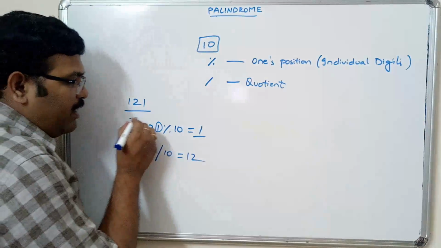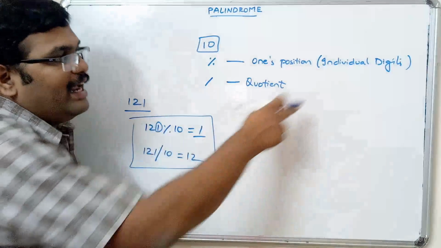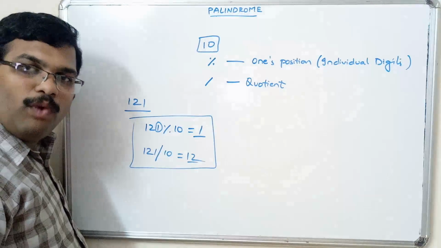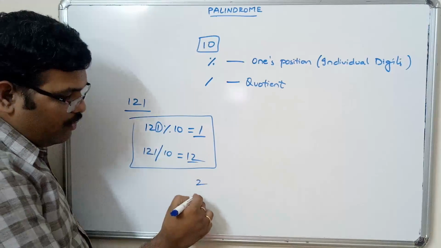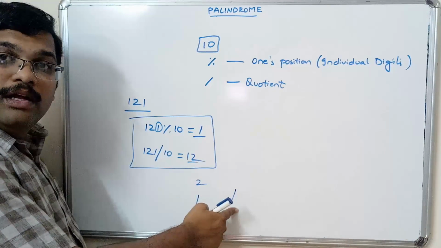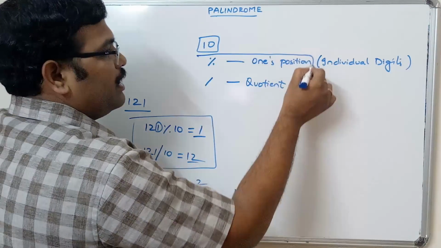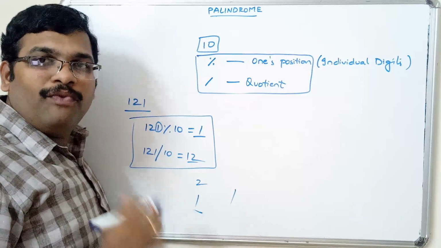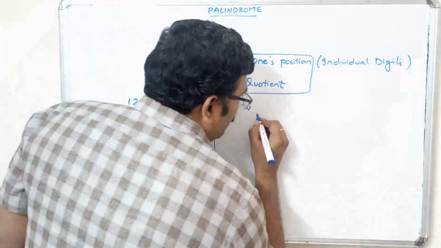If you repeatedly implement these steps, we can get the individual digits. Again, apply the mod operation to 12 and you will get 2. Apply divide by 10 to 12 and you will get 1. Again apply mod to 1, you will get 1. So 1, 2, 1. To get these individual digits, we have to implement these two operators repeatedly. So when do we have to stop?